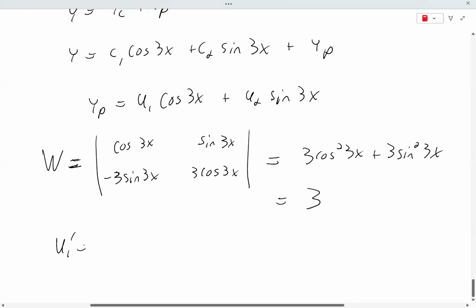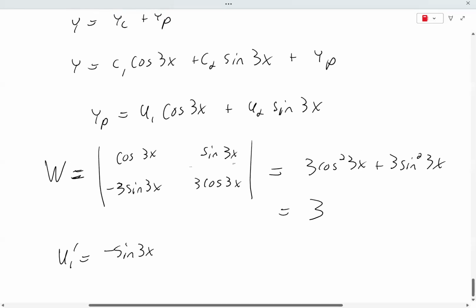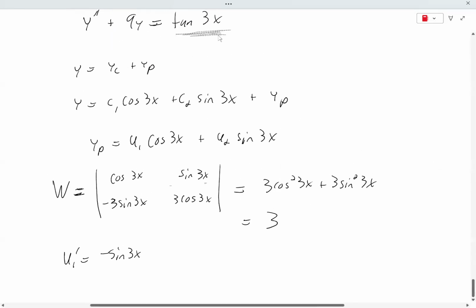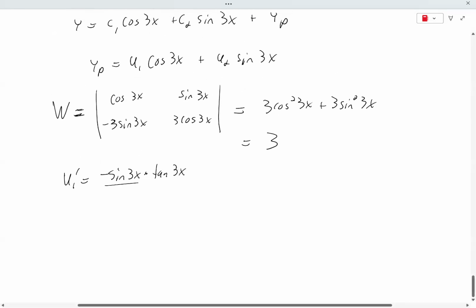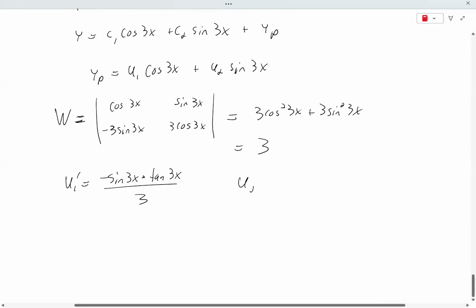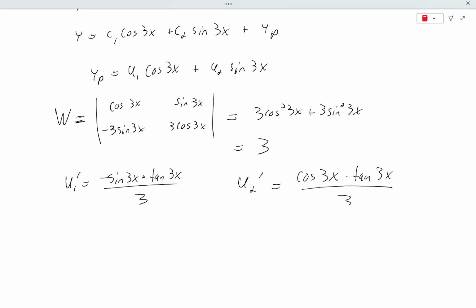So then you do your same thing here. You get u1 prime is equal to, it's negative this one, right? So negative sine 3x. Now this is where it gets messy. Now you bring in your function here, tangent 3x up there. This is divided by 3 here, though, because that was 3. And then u2 prime, I'll write that down. So that'd be cosine 3x times f of x, and that is, again, tangent 3x over 3, like that.